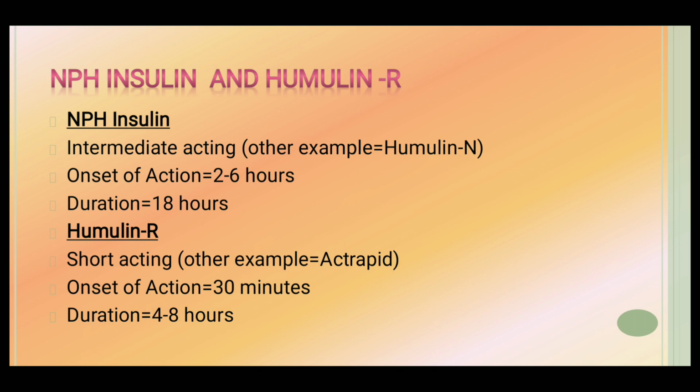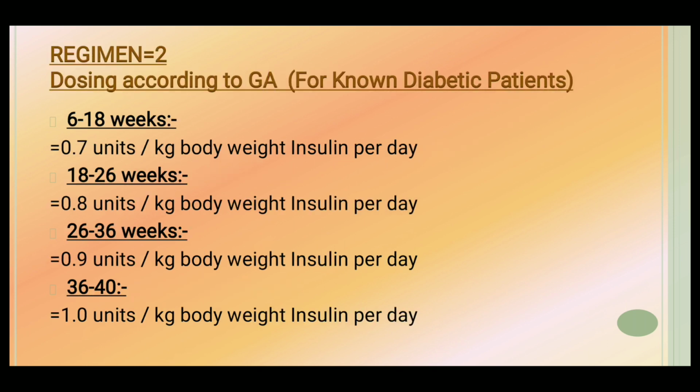Now coming to regimen 2. For those patients who have diabetes even before pregnancy, in them we will use the trimester-wise dosing, or the dosing according to the gestational age. For example, if a patient is having a gestational age of 6 to 18 weeks, then we have to prescribe 0.7 units per kg body weight insulin per day. If gestational age is 18 to 26 weeks, then 0.8 units per kg body weight insulin per day. If 26 to 36 weeks, then 0.9 units per kg body weight insulin per day. If she is at 36 to 40 weeks, then we have to prescribe 1 unit per kg body weight insulin per day.